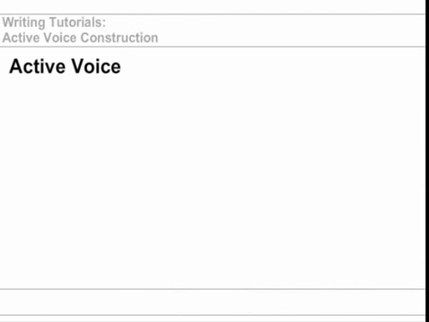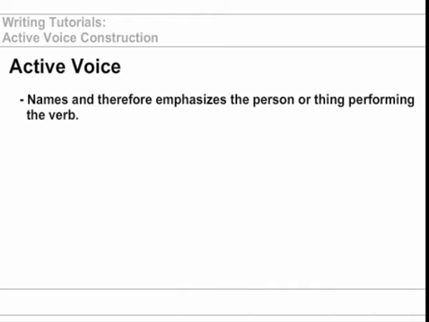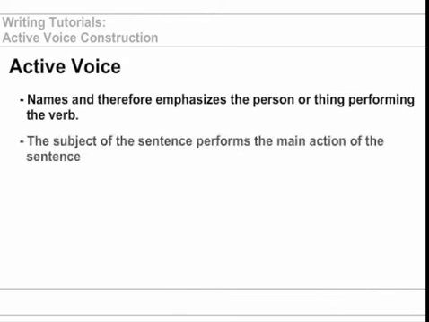Active voice construction names and therefore emphasizes the person or thing performing the verb. Active voice construction is also set up so that the subject of the sentence performs the main action of the sentence. In the sentence, "Tim threw the ball," the subject of the sentence, Tim, performs the main action, throwing the ball. The sentence is mainly about Tim and what he did, not the ball.